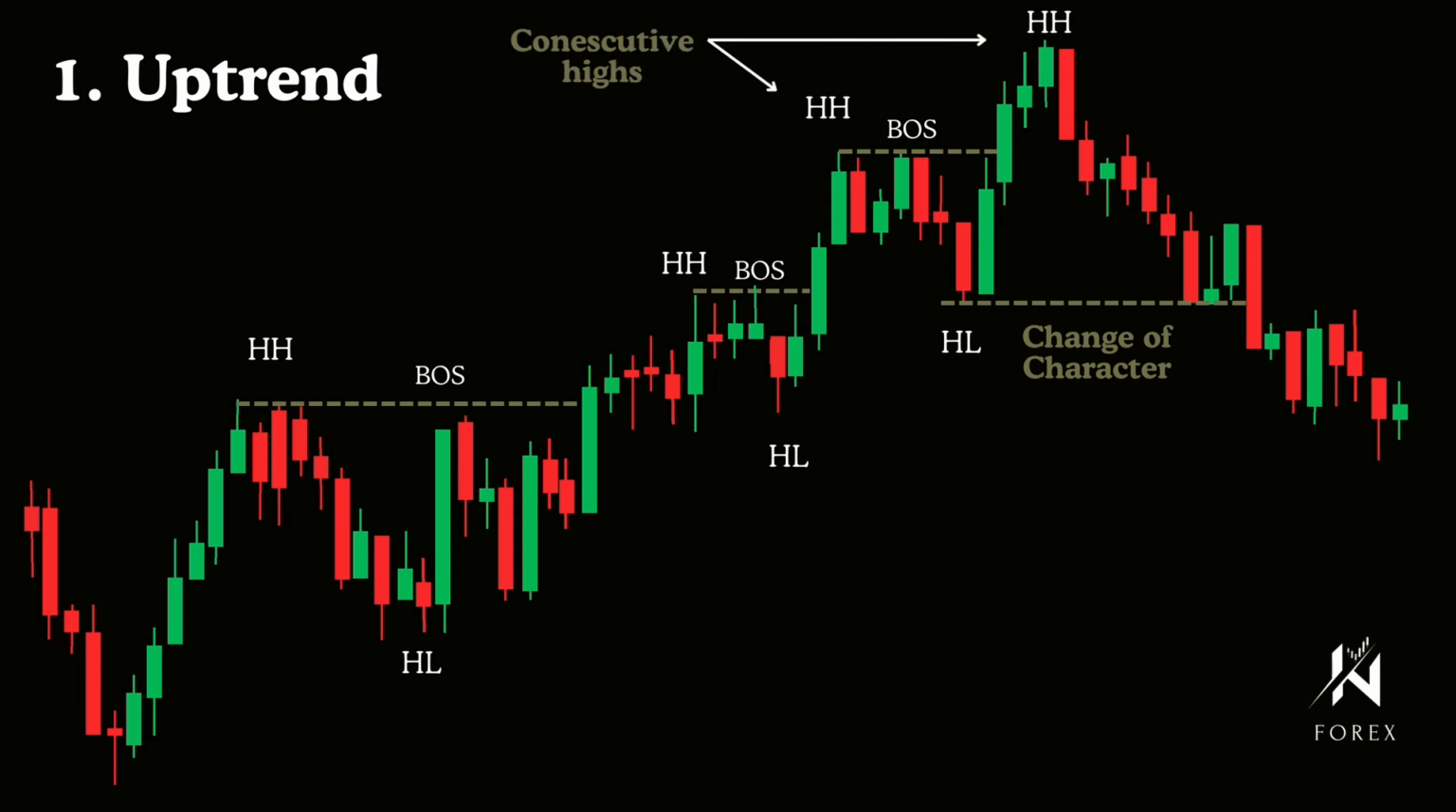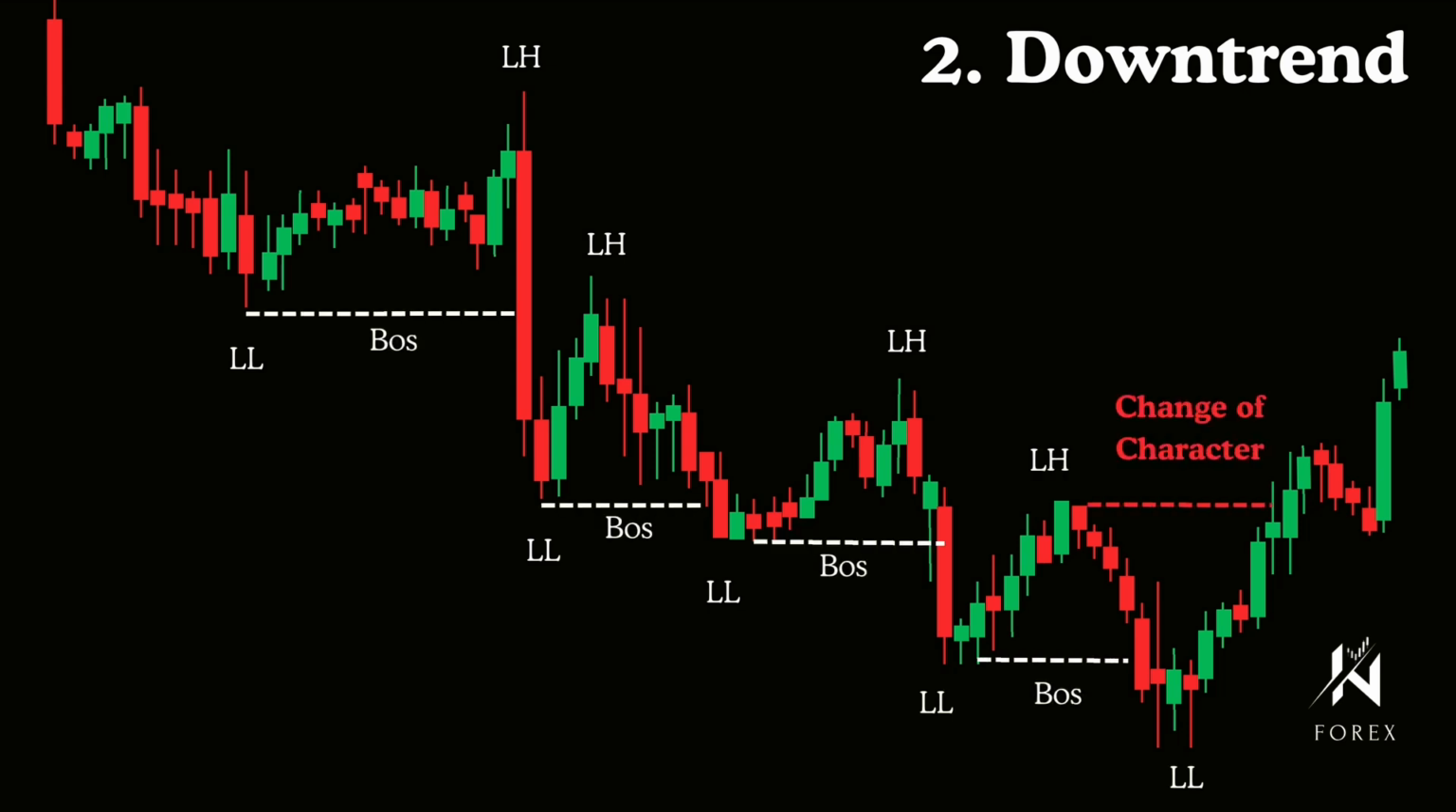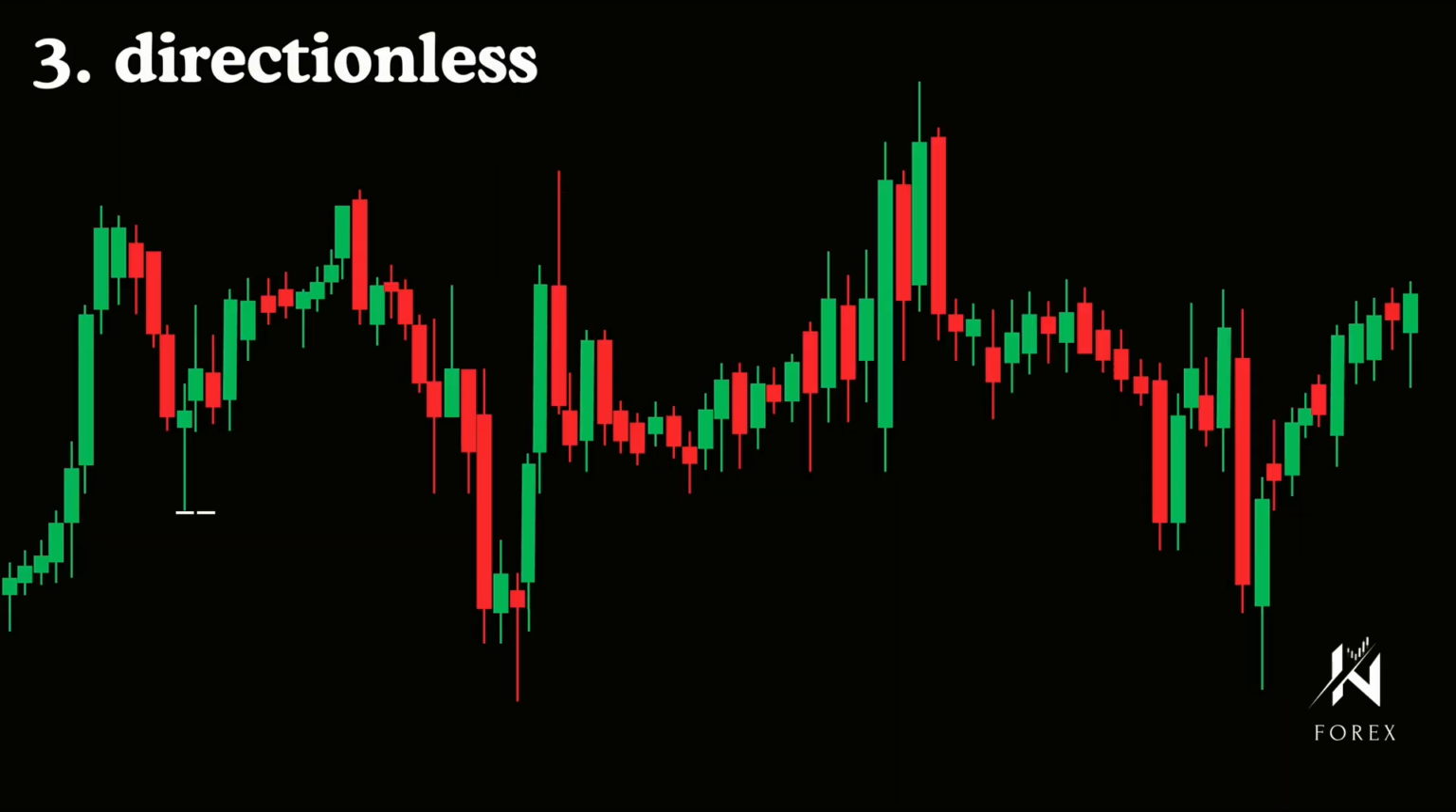This upward move continues until we encounter a change of character, a signal for a potential trend reversal. A change of character is confirmed when the price breaks and closes below the lowest swing low formed between 2 successive highs. Next, we have a downward trend, where the market consistently creates lower lows and lower highs, breaking structure to the downside. Just like with uptrends, we want to stay in sync with the dominant downtrend until a change of character is observed. Once this happens, market sentiment tends to shift bullish. We also encounter directionless or ranging markets, which appear when neither supply nor demand is strong enough to drive price in a clear direction.